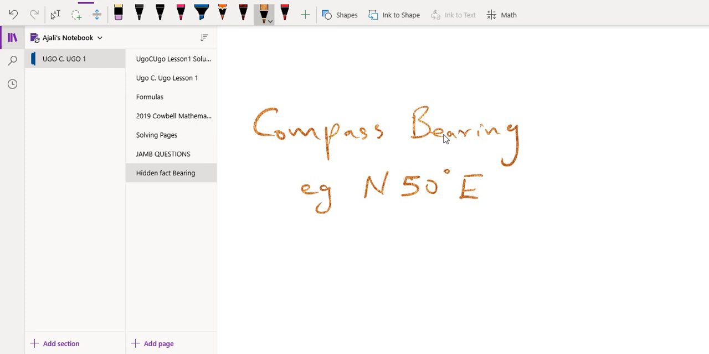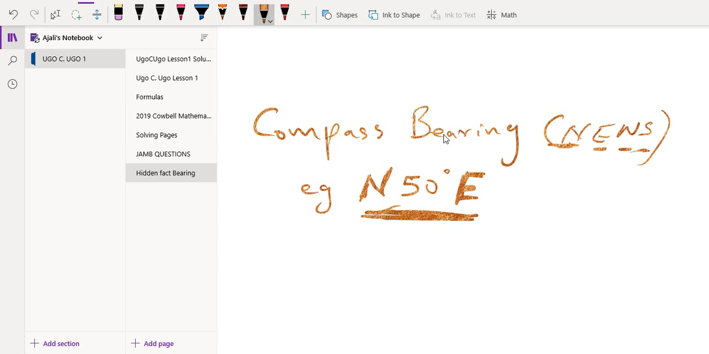You'll be seeing the cardinal points. That's why it's called cardinal bearing. And what are the cardinal points? East, west, north, and south. You'll be seeing either north or east, west, south together with the number. That makes you know that it is compass bearing. Are you following? Yes, sir.